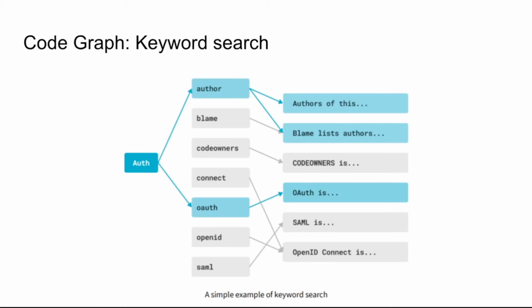However, it would not match the related statements like SAML or OpenID Connect, which we know are also common authentication or authorization methods. So keyword search is great for giving Cody access to the entire code base and giving Cody the ability to generate context from it. But keyword search lacks the ability to infer meaning and similarity. And so that's where embeddings come in.